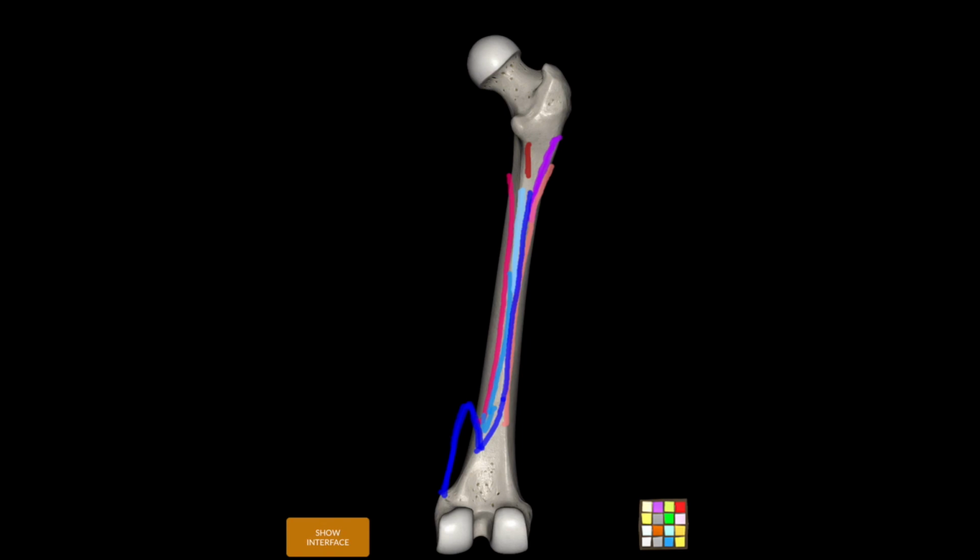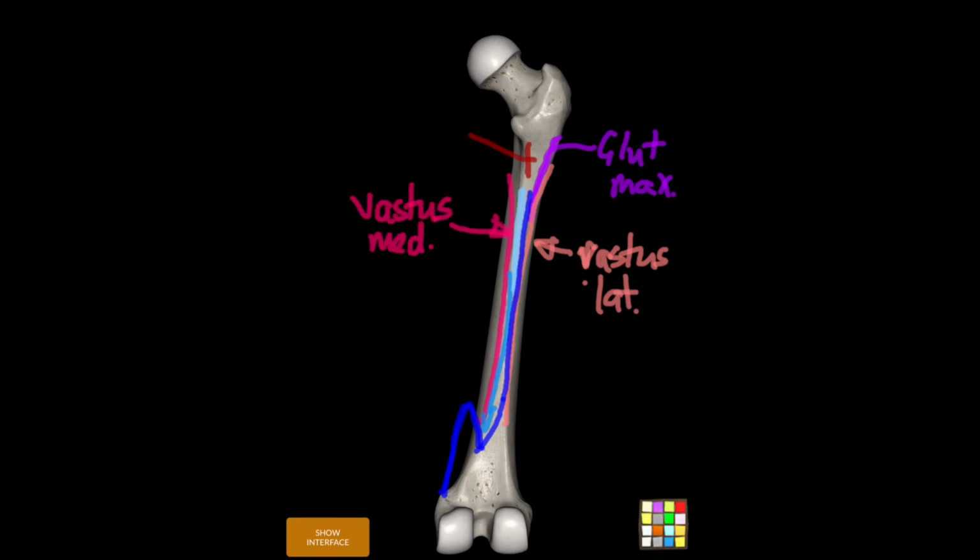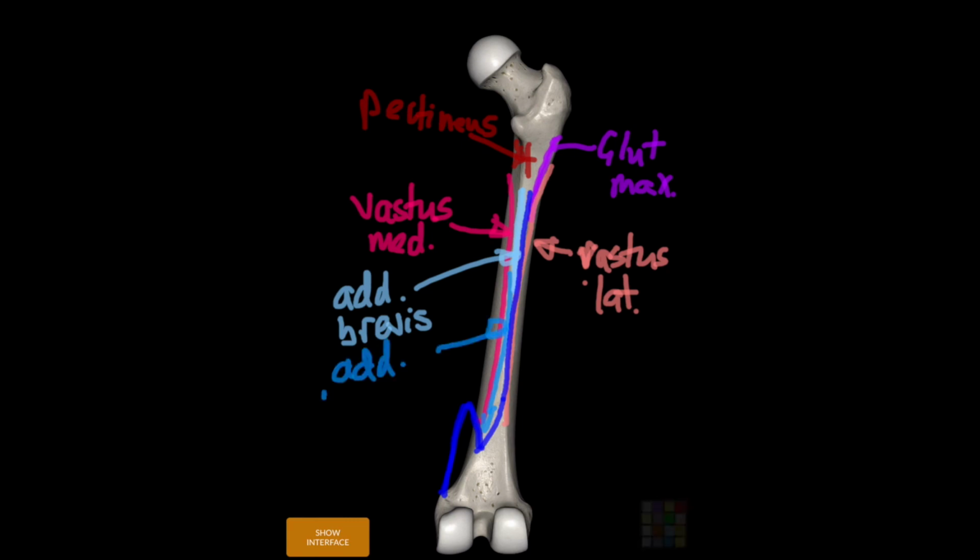So this linea aspera is a complex area with a lot of muscle attachments, but I'll just label them. Gluteus maximus to the gluteal tuberosity, vastus lateralis most laterally, vastus medialis most medially, pectineus into the pectineal line, adductor brevis proximally, adductor longus distal to it, and adductor magnus posterior to both of the other adductors. We'll look at each of those muscles in more detail later on.